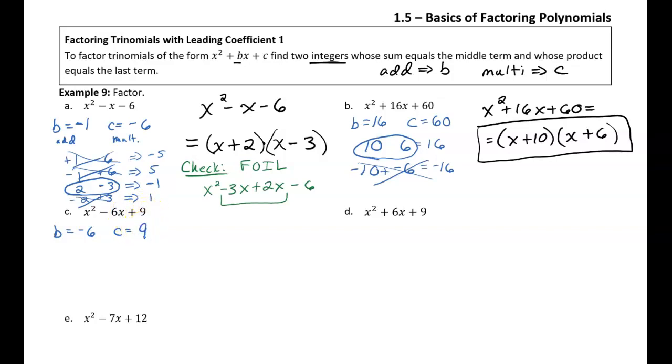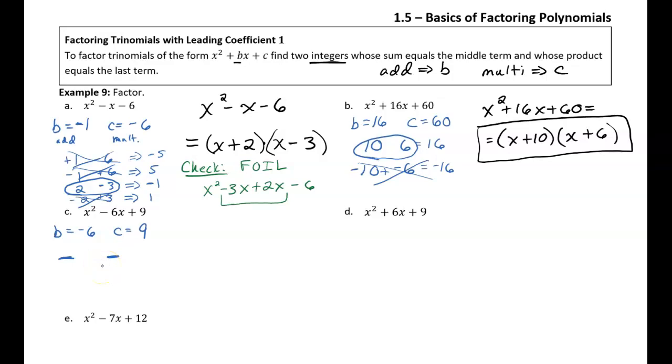So I'm looking for two numbers multiplied to give me a positive 9. But when I add them, I get a negative 6. I'm going to use the signs to help me here. Because the multiplication results in a positive, but the addition results in a negative, that's telling me that my numbers are both going to be negatives. That's the only way the multiplication will turn out to be a positive. A negative times a negative is a positive. And when I add the numbers, it stays negative.